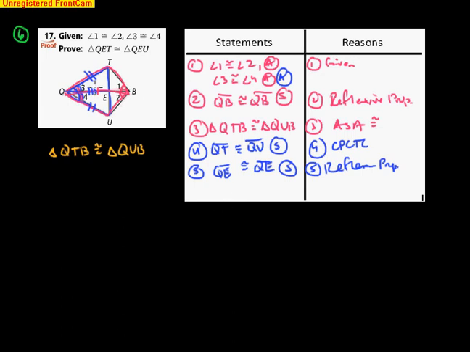And now we look at the 2 blue triangles, QET and QEU, and we say, hey, side, angle, side, they're congruent. Triangle QET congruent to triangle QEU, side, angle, side. And there's your example of a proof with 2 triangles that you must prove congruent.